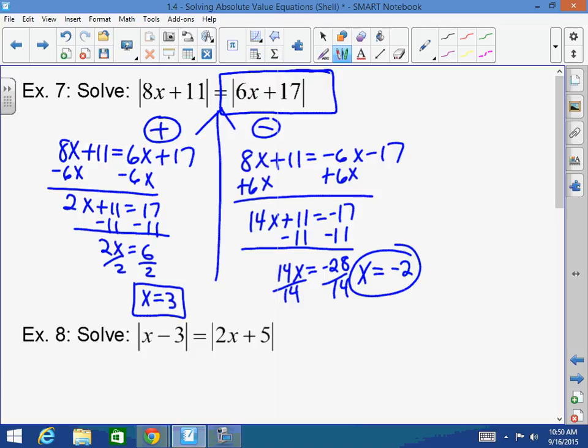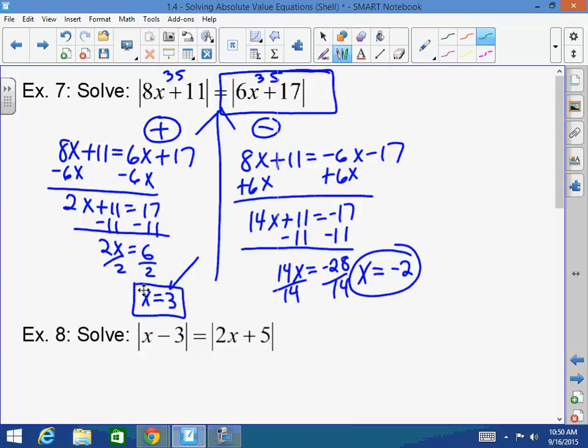Check 3 out. 3 times 8 is 24, plus 11 is 35. The absolute value of 35 is 35. 6 times 3 is 18. 18 plus 17 is 35. The absolute value of 35 is 35. So that one works. Done.